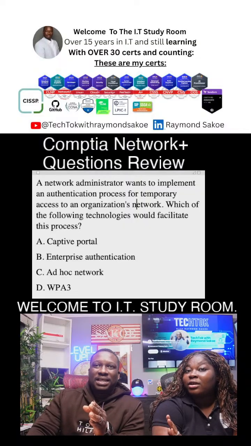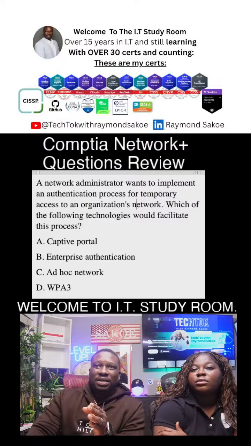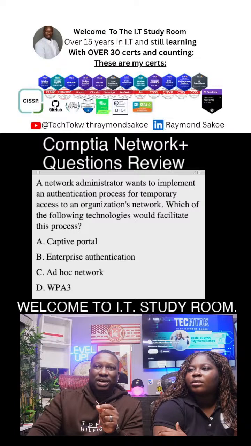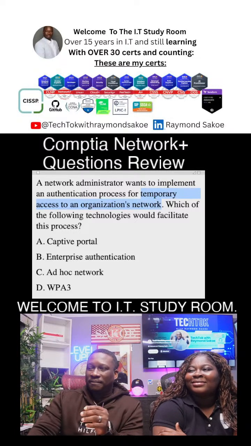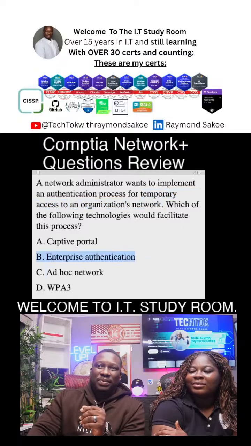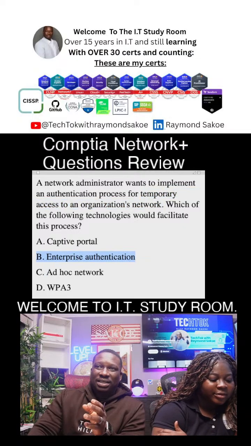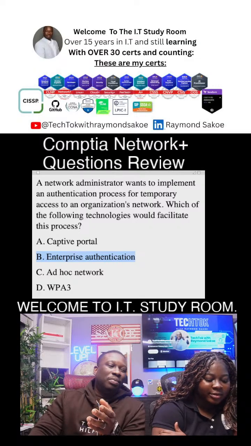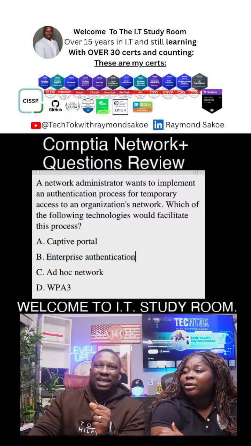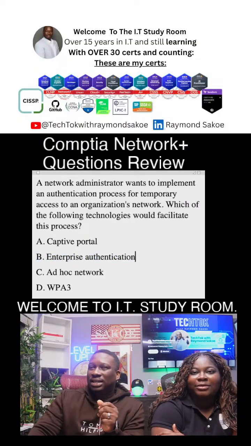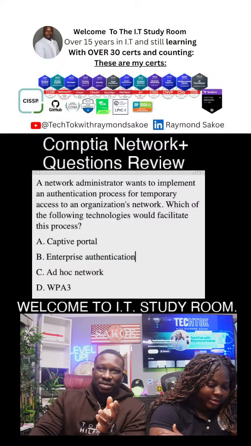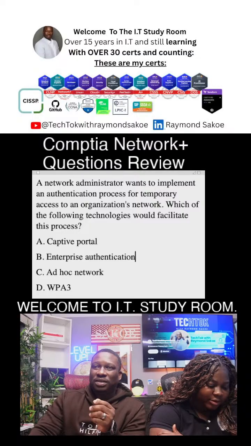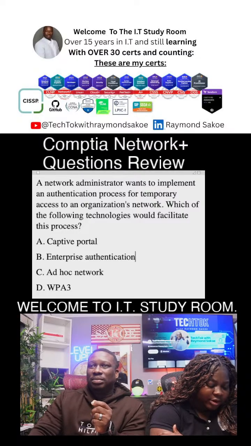So the answer is A. It's A because it says a network administrator wants to implement an authentication process for temporary access, right? So short term. Enterprise authentication, most of the time, is for permanent employees, like using LDAP or any other authentication system. It's usually for permanent employees, right?